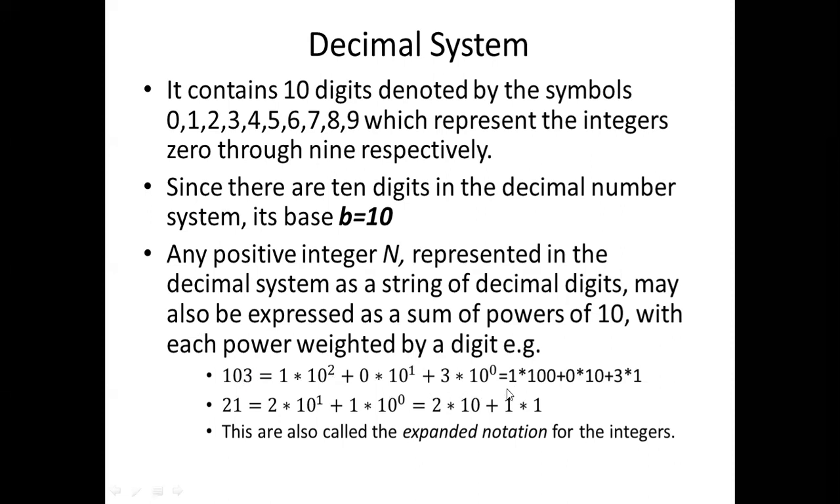Take note that 10 to the power of 0 is 1 and 10 to the power of 1 is 10. So this can be written as 1 times 100 plus 0 times 10 plus 3 times 1. Likewise, 21 can be expressed as 2 times 10 to the power of 1 plus 1 times 10 to the power of 0, which is equal to 2 times 10 plus 1 times 1. Now, these two notations are also called the expanded notation for these given integers.